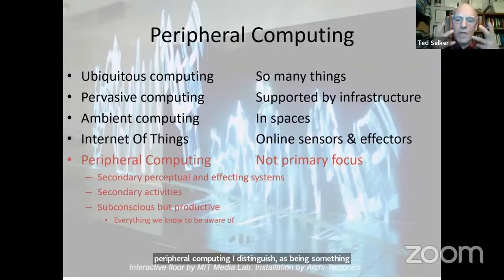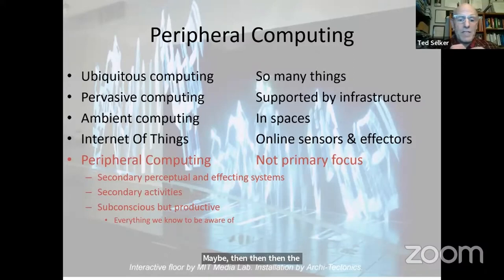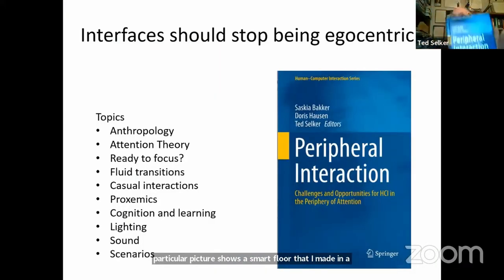So the point is that you are thinking about other things, maybe, than the specific thing that the computer cares about. It might be that there are secondary perceptual and effector systems that are secondary to what you're doing, or activities. And the question is, are there other things that you are subconscious of, like that the ceiling might break and fall on you, that you know what you would do if it happened? This particular picture shows a smart floor that I made, in this case for a museum exhibit. There's a book that I edited with a couple of other friends, Peripheral Interaction. And it goes into some of this stuff. And the topics are there on the left.